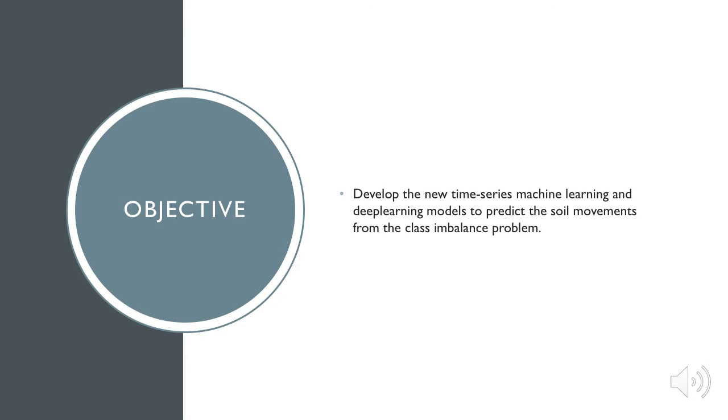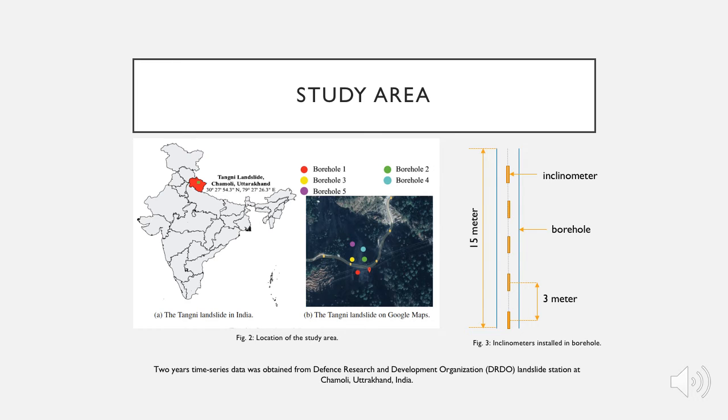The objective of this project is to develop time series machine learning and deep learning models to predict the soil movement in the landslide from the class imbalance problem. Here the class imbalance data means there are fewer data points for one class compared to the other class data points. In this project, we need to predict the soil movement based on the historical values of the soil movements. So basically, it is a regression problem.